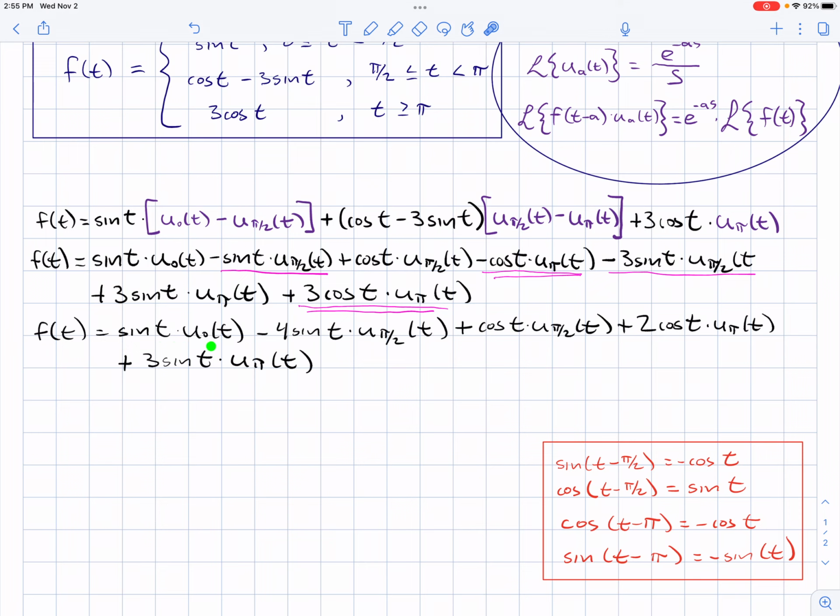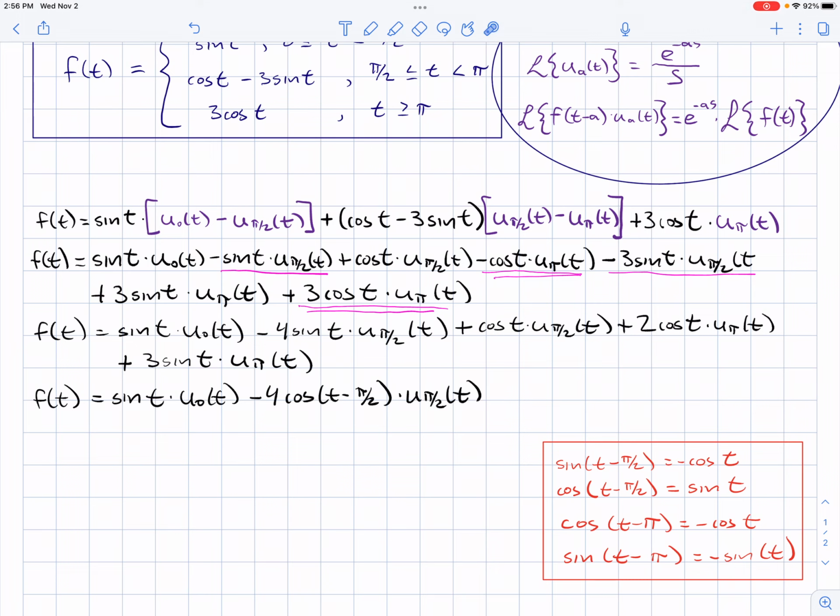Sine of t times u sub 0 of t, that one's okay because 0 is a, t minus a is t minus 0, so it's just going to be t. The negative 4 sine t times u sub pi over 2 is not written in our form. We need it to be in one of these. But again, we can see, for example, sine t is the same as cosine of t minus pi over 2, so we can rewrite that, which I will do. So we have sine of t times u sub 0 of t minus 4 cosine of t minus pi over 2 times u sub pi over 2 of t.